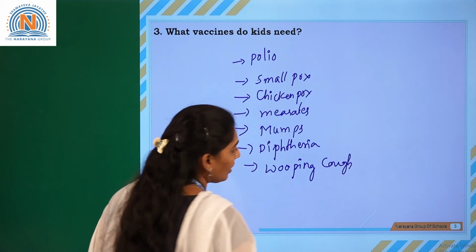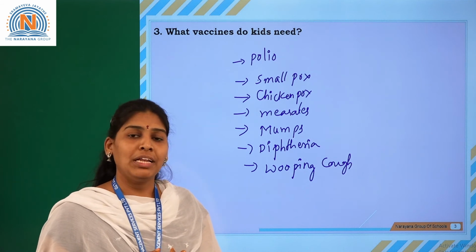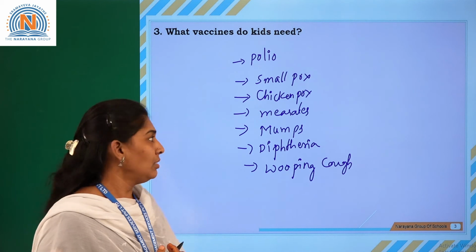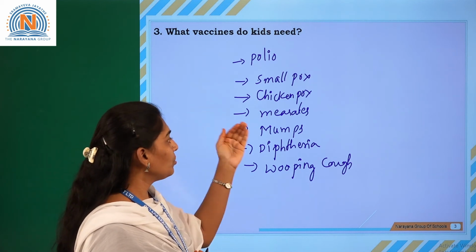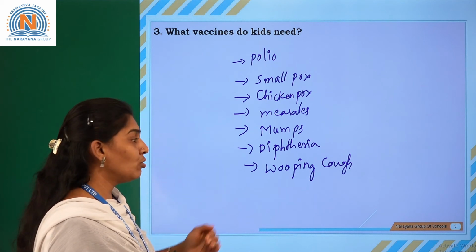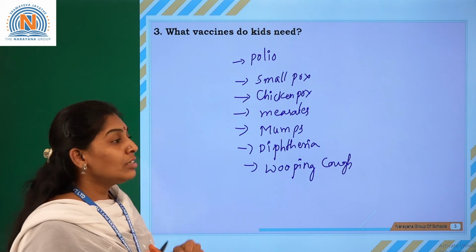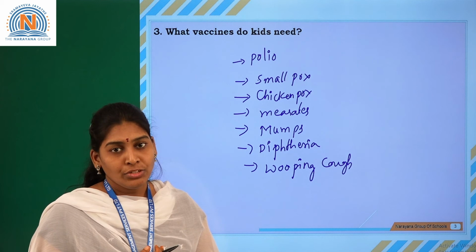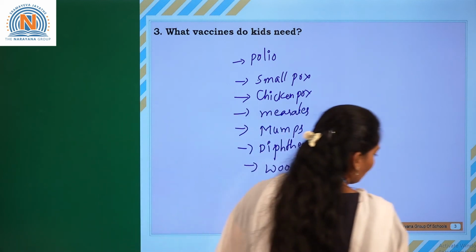As recently as now, we can see recent discoveries for malaria also, they have discovered a vaccine regarding this. So polio, smallpox, chickenpox, measles, mumps, diphtheria, whooping cough, tuberculosis, there are many diseases, and kids especially below 5 years need to take all these vaccinations. So let us go to the next question.